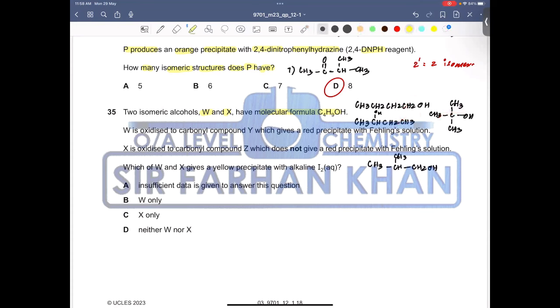Let's read the question again. W is oxidized to a carbonyl compound Y, which gives a red precipitate with Fehling solution. That means it is an aldehyde, and an aldehyde is always formed from a primary alcohol, not a secondary alcohol. So W needs to be a primary alcohol, because tertiary alcohol never oxidizes.